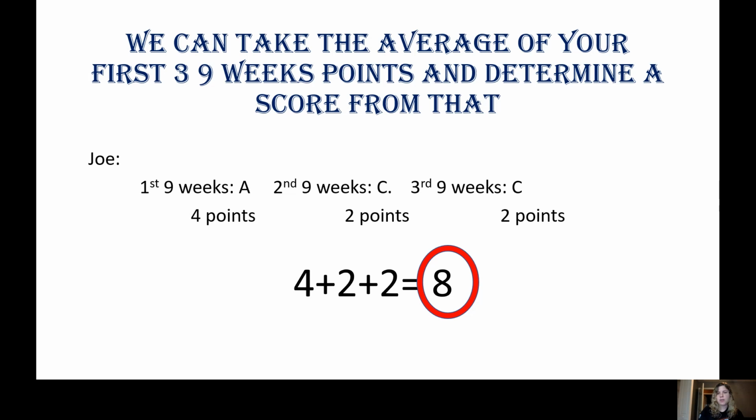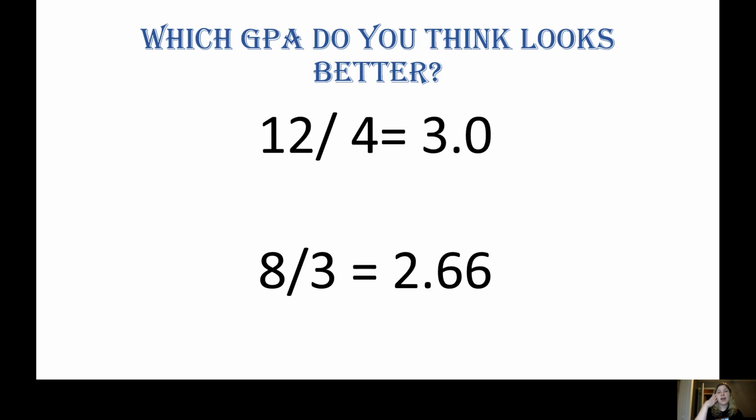Now, the question might be, well, why is the 4th quarter even necessary? Why couldn't we have a shorter school year all the time and just have 3 9 weeks? There's a lot of reasons why, but one thing I want to show you here is the GPA. So I told you we'd look at taking an average. An average is the total sum of the numbers divided by the number of categories. So if there's 4 9 weeks, Joe has 12 divided by 4, and he has a 3.0 GPA. If you have an 8 and you only have 3 categories, so you divide 8 by 3, you'd have a 2.66 GPA. Which GPA would you rather have on your report card?